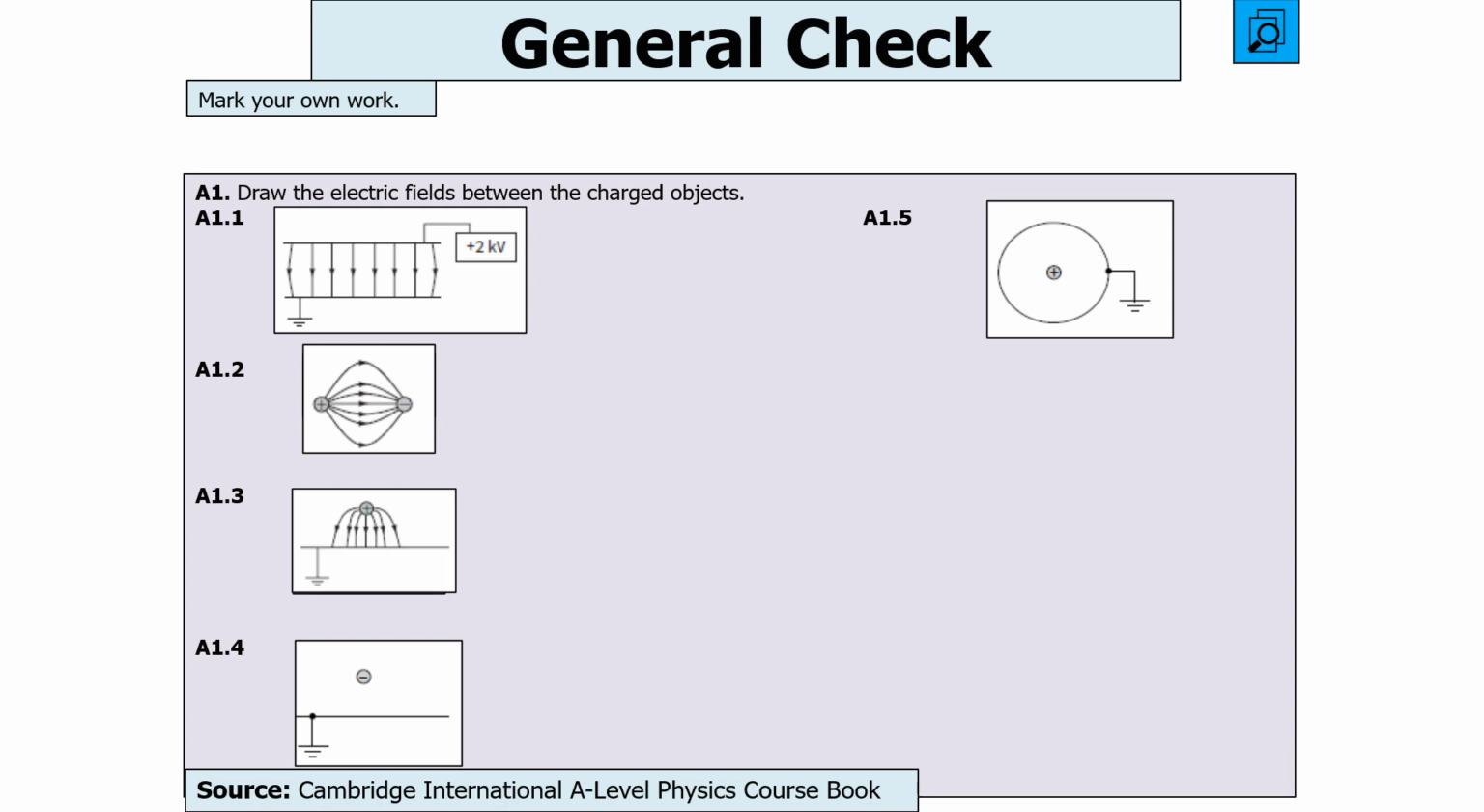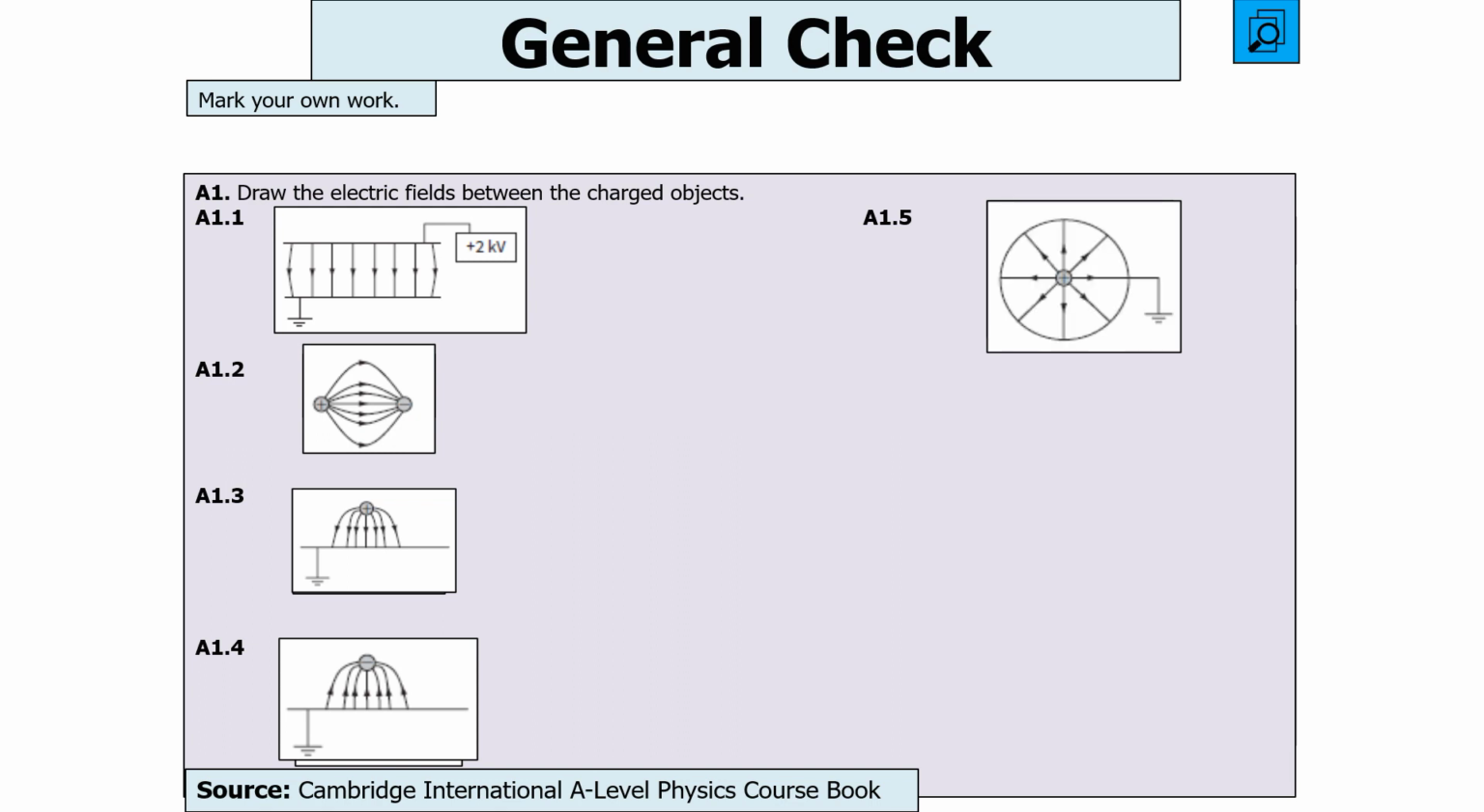Again, here you've got the radial field going outwards, meeting that plate there. Again, the opposite direction in terms of the arrows for the negative charge, because obviously the field lines will move in the direction that the test positive charge will move. And then finally here you've got your radial field all pointing outwards because it is a positive charge.